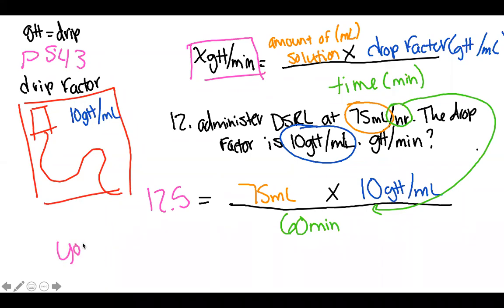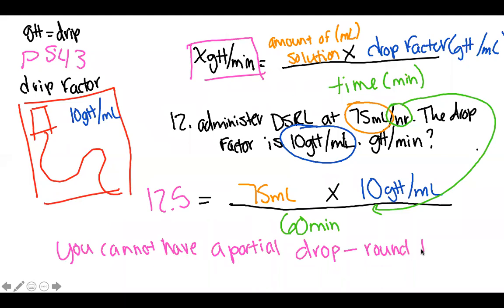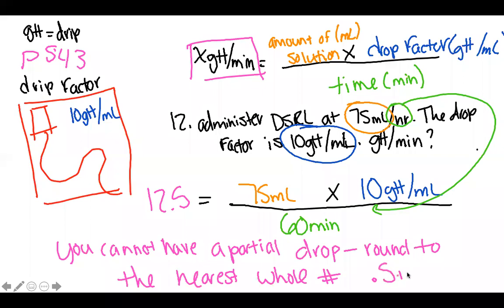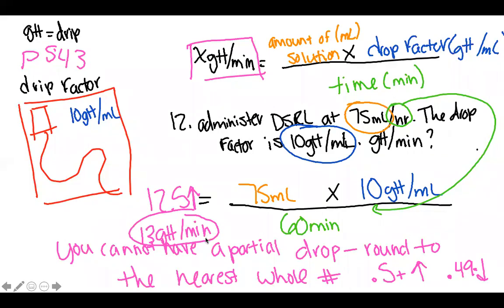Now remember, you cannot have a partial drop. You need to round to the nearest whole number. If it's 0.5 or more, we go up. If it's 0.49 or below, we go down. So 12.5, we're going to round up, and that gives us 13 drops per minute. So I'm going to sit there and count 13 drops in 1 minute, and that's how I know I'm giving the patient 75 mLs per hour.